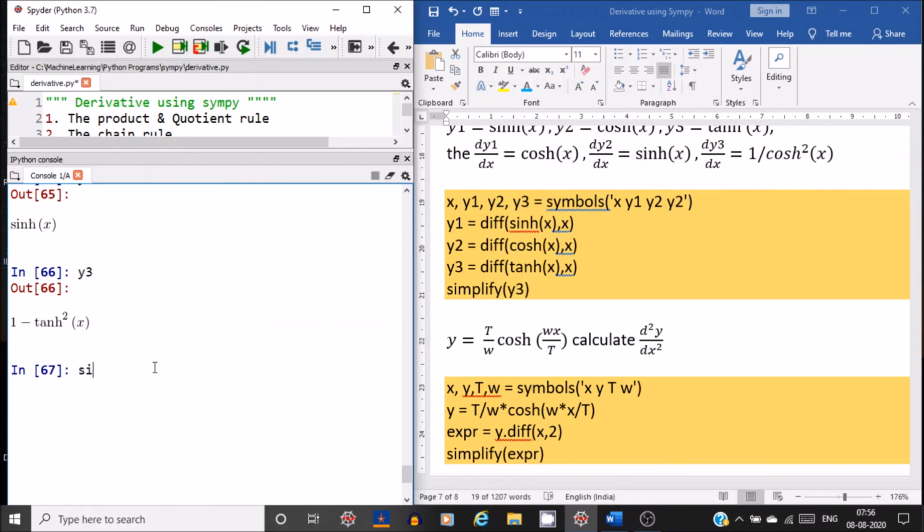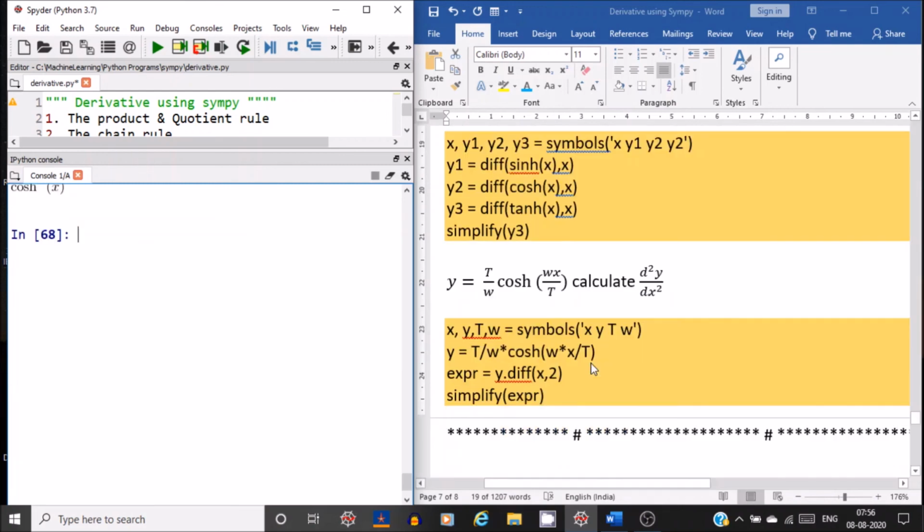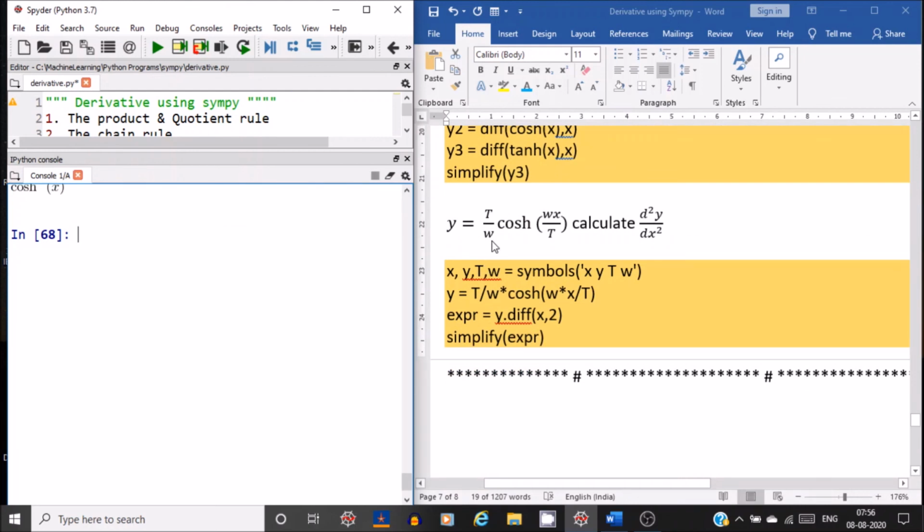Okay. So if you apply simplify to y3, you can get it in another form. So you can see here, it is 1 by cos h square x. That's the same thing. Similarly, you can see one more example. Say y is equal to t by w cos h of w by x t. So we have to calculate d2y by dx square.